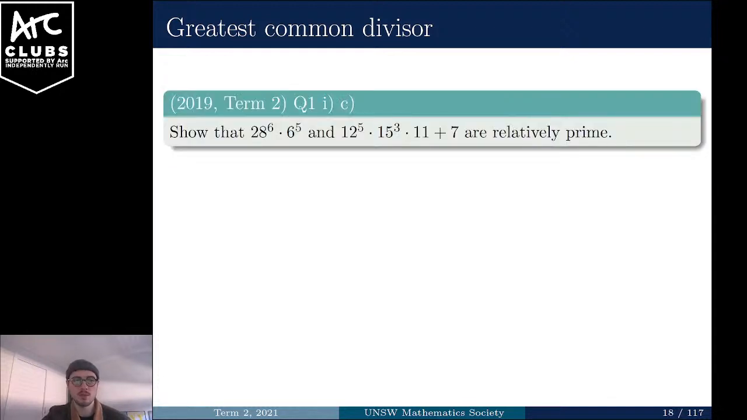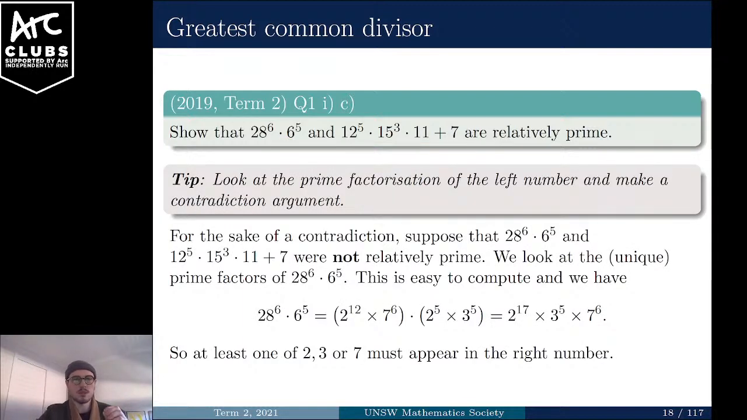So we're going to look at this question. Show that this crazy number here and this crazy number here are relatively prime. Okay, so the way we're going to do this is, it says tip: look at the prime factorization of the left number and make a contradiction argument.